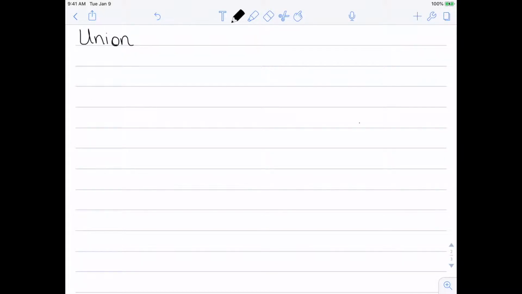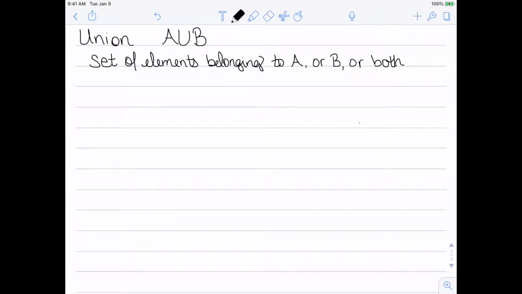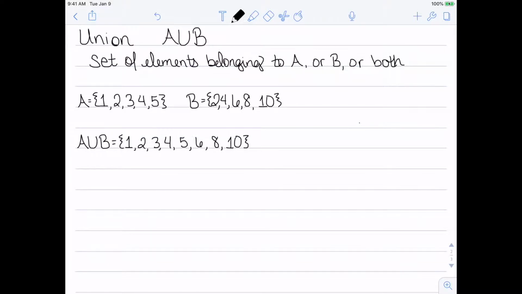The first thing we'll look at with sets is called the union. And if I have two sets, A and B, then this is how we denote the union. A, this symbol that kind of looks like a U, and then B. The union is the set of all elements belonging to either A, or to B, or to both. So let's look at an example. We have a set A, which consists of the elements 1, 2, 3, 4, 5, and a set B consisting of 2, 4, 6, 8, 10. Then A union B is the elements 1, 2, 3, 4, 5, 6, 8, 10, since all of these elements belong to either A, or to B, or to both.